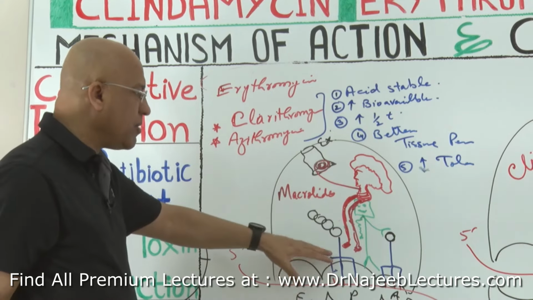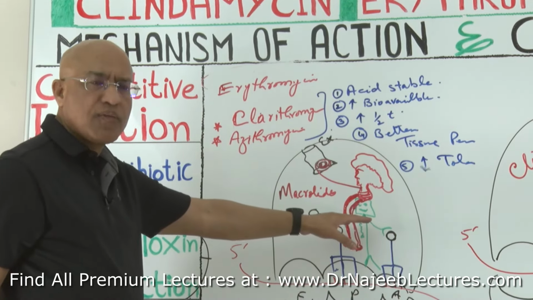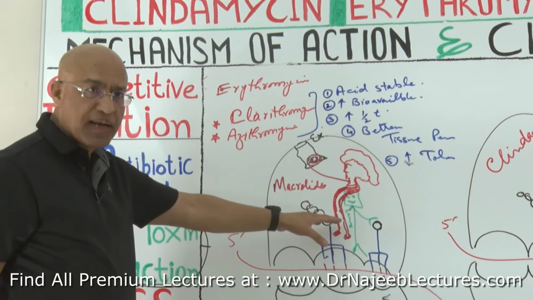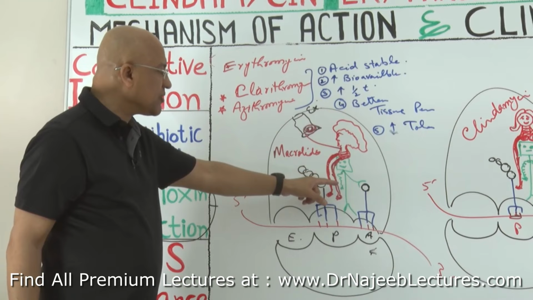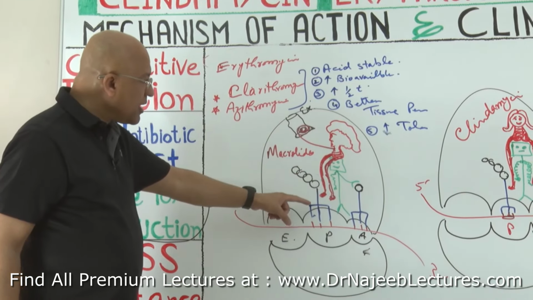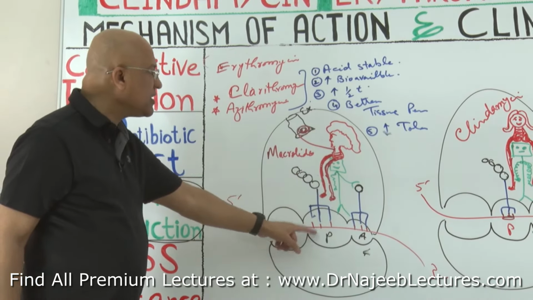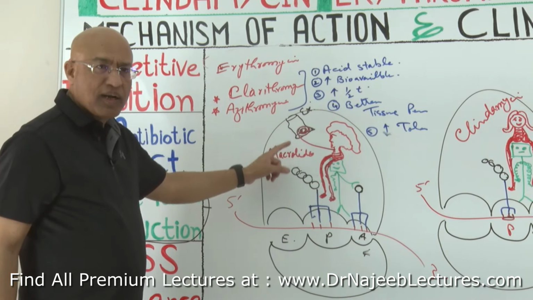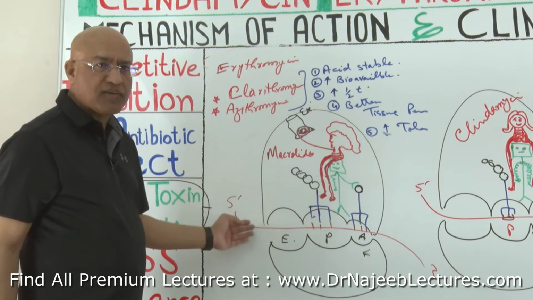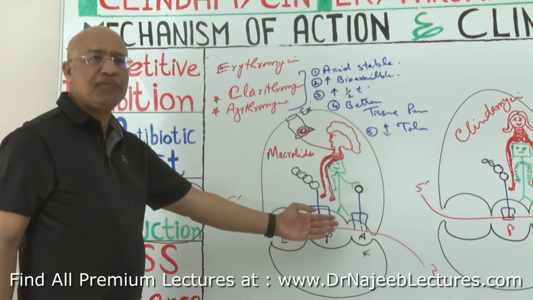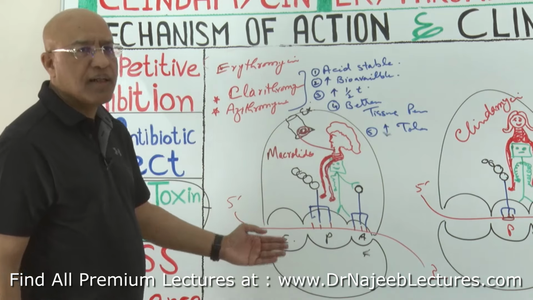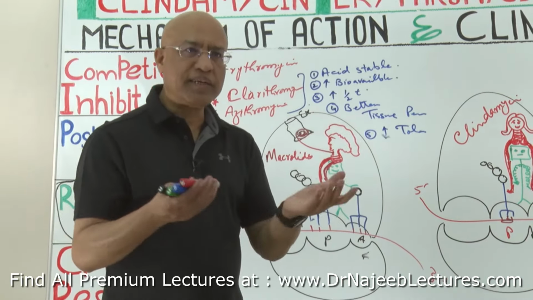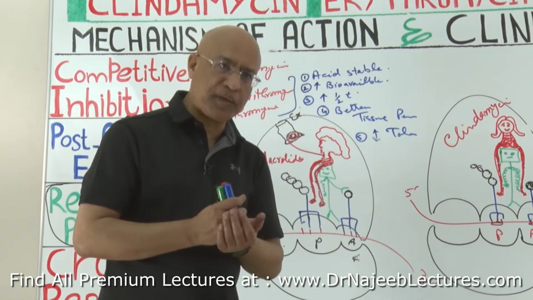So these are just a few points. Clarithromycin, azithromycin and erythromycin all work almost in the same way. They bind with the 23S ribosomal RNA or ribozyme or peptidyl transferase, and mainly produce dysfunction at the P site and exit tunnel, resulting in transpeptidation failure and translocation failure, chain elongation failure and protein synthesis inhibition, resulting in what? Bacteriostatic action and in some cases bactericidal.